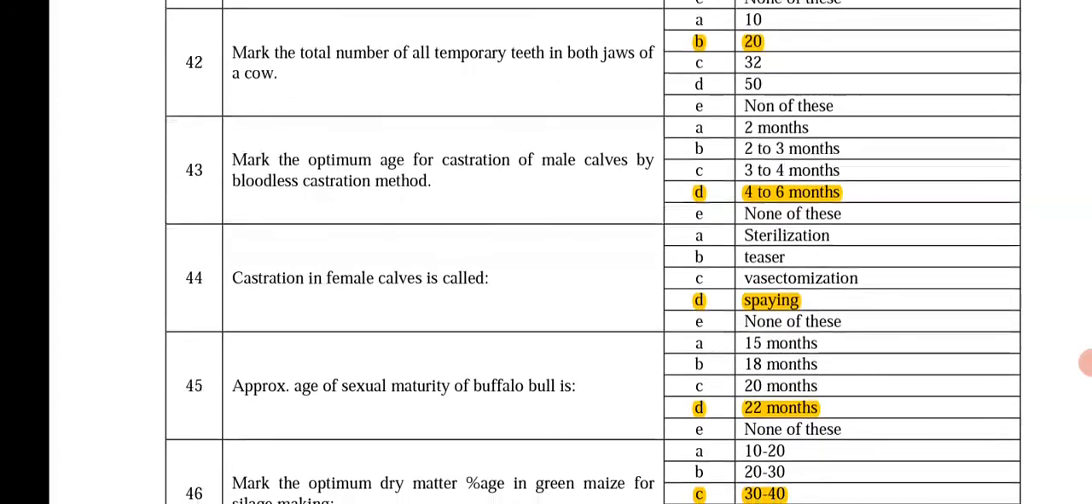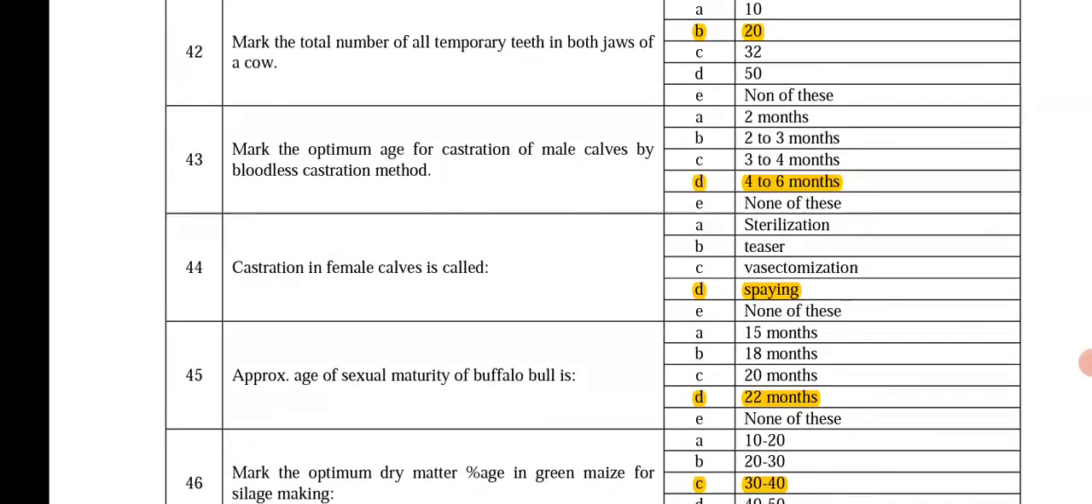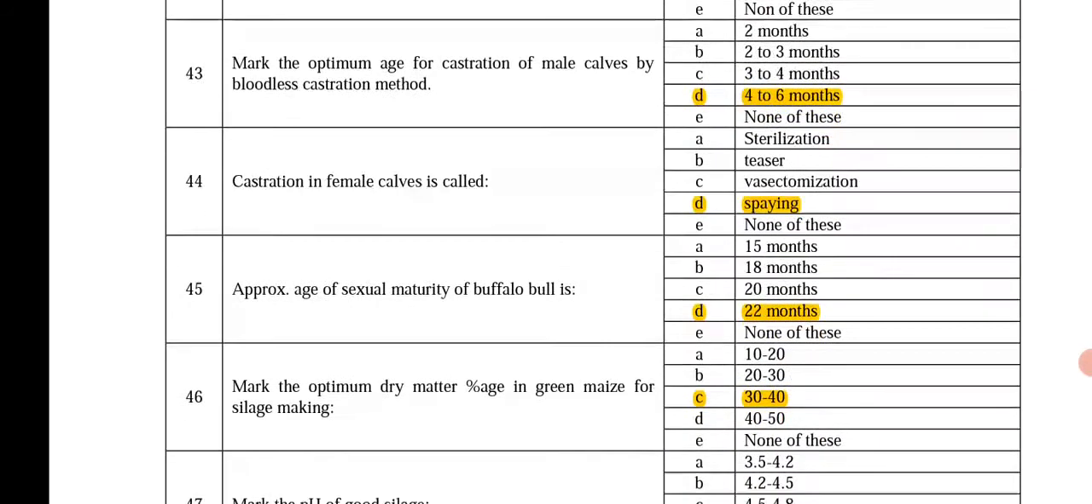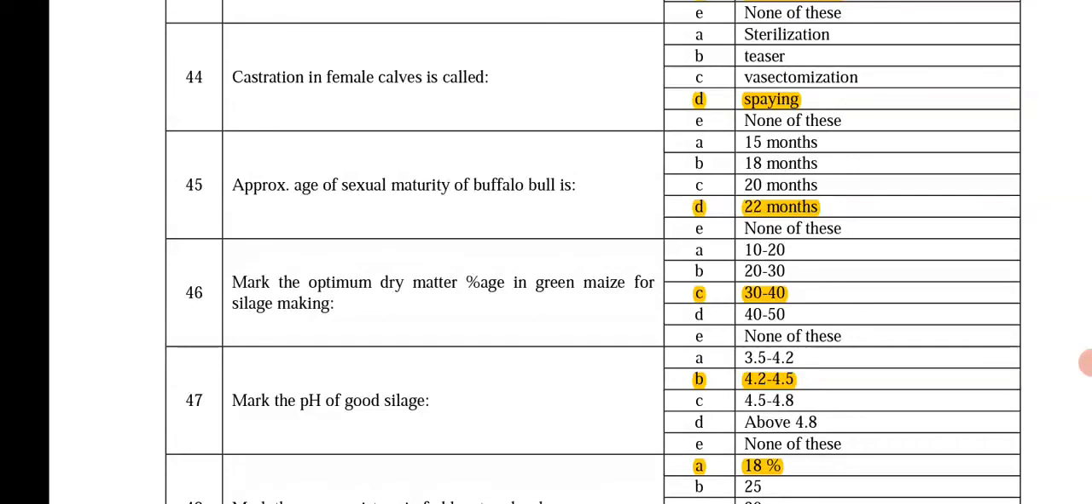20. Mark the optimum age of castration of male calves by bloodless castration method. 4 to 6 months. Castration of female calves is called spaying. Approximate age of sexual maturity of bull is 22 months.